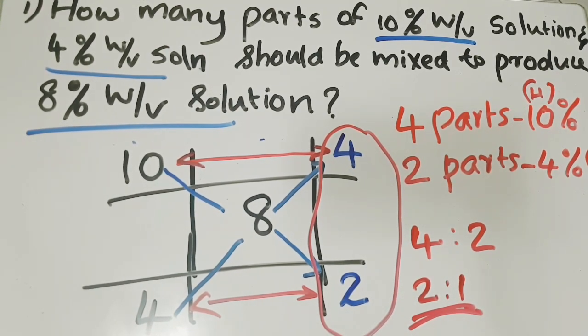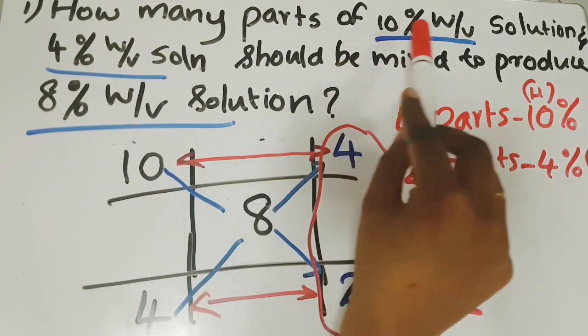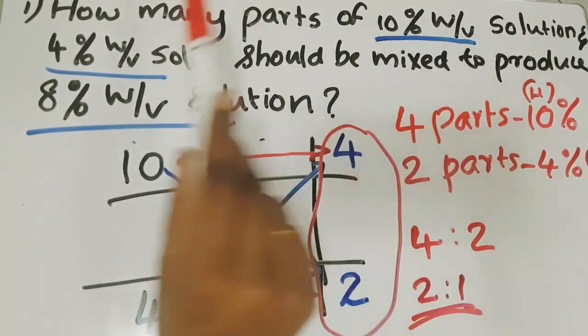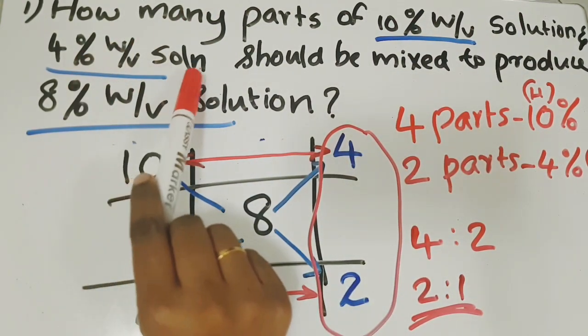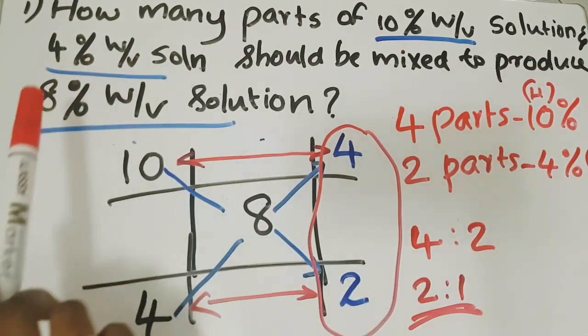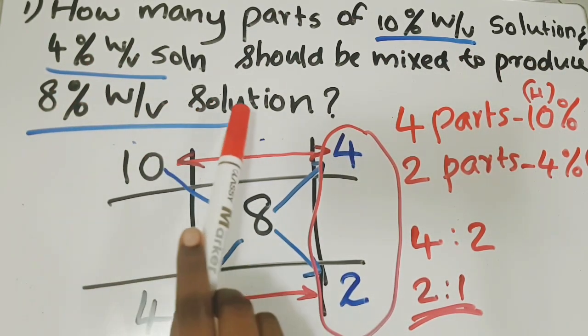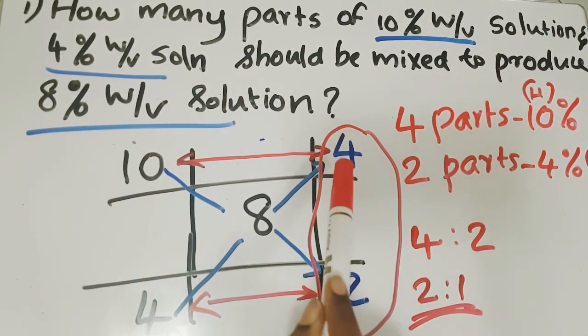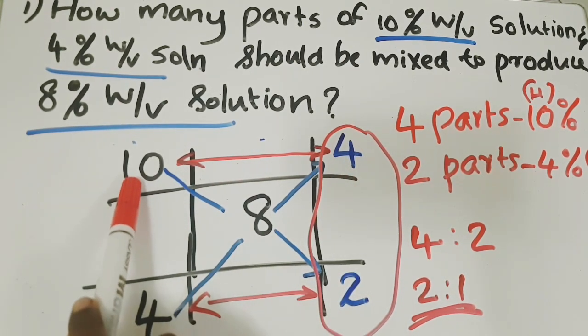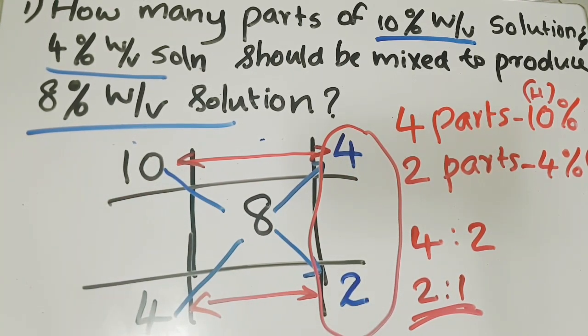Okay, so here the question was how many parts of 10% weight by volume solution and 4% weight by volume solution should be mixed to produce 8% weight by volume solution. So the answer will be 4 parts of 10% solution and 2 parts of 4% solution should be taken in order to get 8% weight by volume solution. Okay, so the ratio will be 4:2 or 2:1.